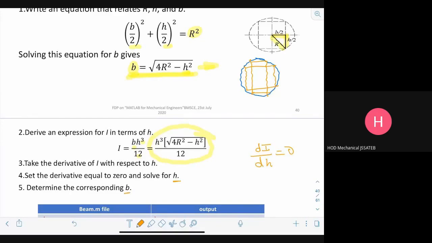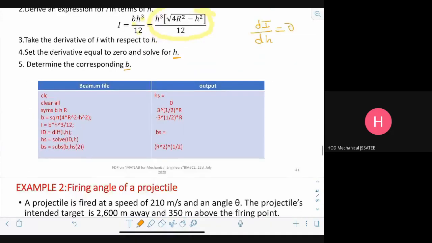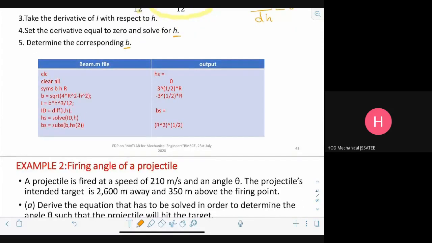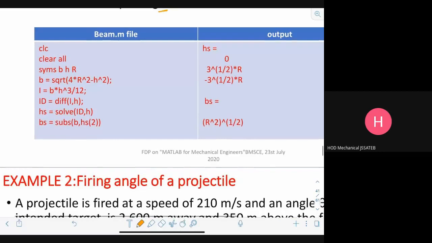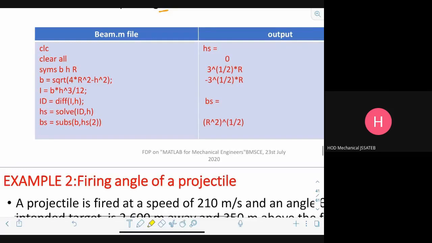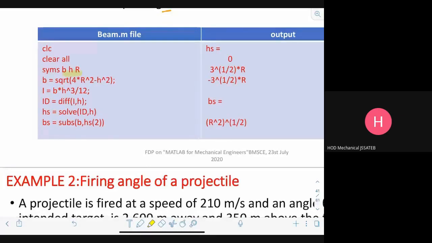Therefore, I just pasted this program and the corresponding output. For those who would like some time, I put the code in the WhatsApp group itself. So you can just try to look into this. What did we do in this particular problem? You just paste this code. I told you clear and clear all is very, very important. Now in this problem, we have to define b, h, and R as symbolic variables. So syms b space h space R, no comma in between.